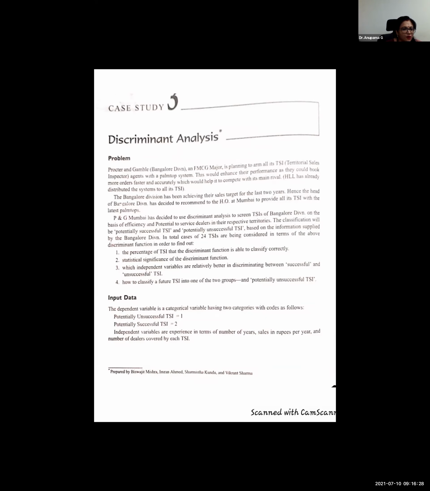Okay, now what are the kind of data that you can use for discriminant analysis? The y variable, that is the dependent variable, will be a categorical variable, a nominal scale variable. All right, and the independent variables can be coded, or can be interval scale variables or continuous variables. That is, they can be ratio scale variables.